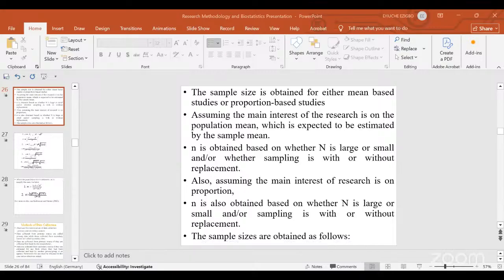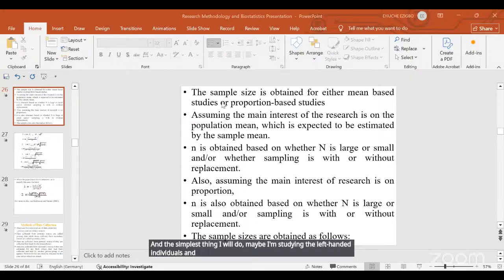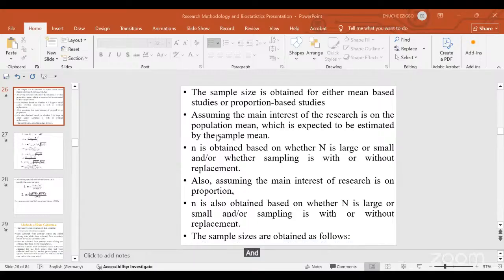And the simplest thing I will do, maybe I'm studying the left-handed individuals in Enugu urban, and I go to one locality. Maybe in that locality I have a population of 1,000 people, for instance. Out of these 1,000, how many of them are left-handed? Maybe out of the 1,000, 15 are left-handed. I go to another locality, still within Enugu urban, maybe there are 500 of them.